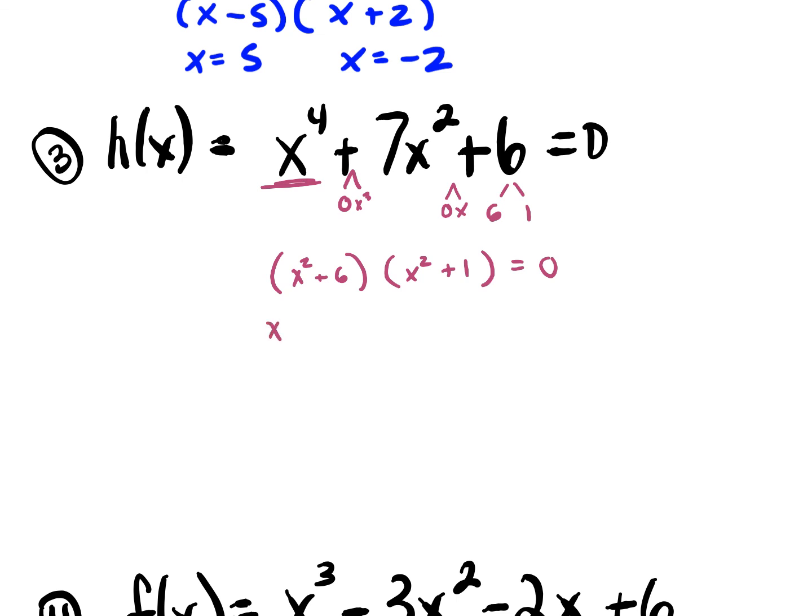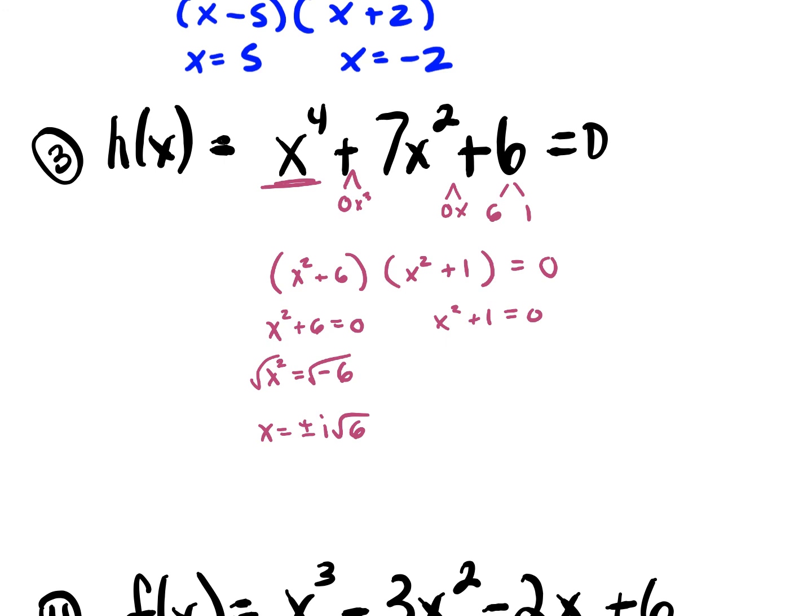So then we solve. We have x squared plus 6 is equal to 0. x squared plus 1 is equal to 0. So x squared is equal to negative 6. Take the square root. What's x equal to? I root 6, or plus or minus that. Plus or minus i square root 6.